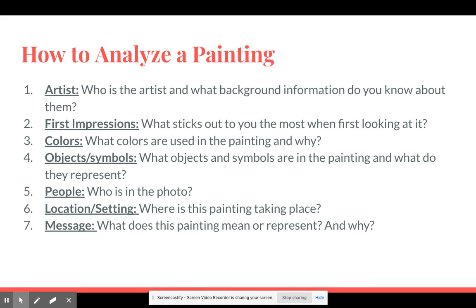That why aspect for both the poem and the painting is really important on number seven, what the overall message is. What do you think it means or represents, either the poem or painting, and why? So maybe one to two sentences on why you think what you said is true.